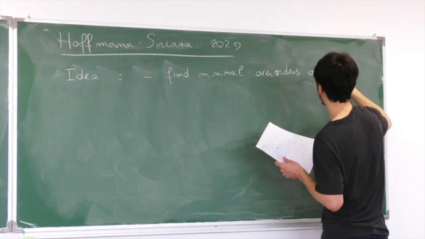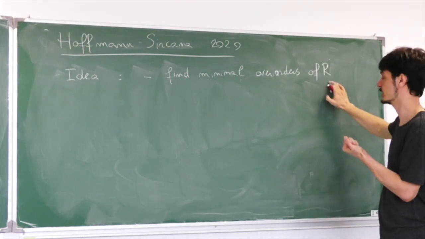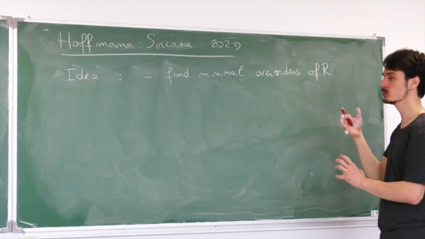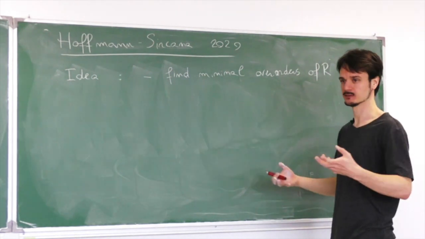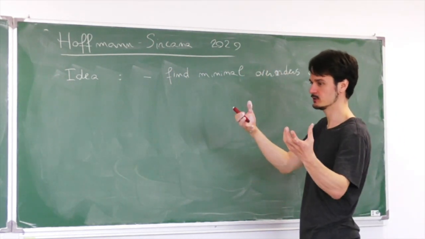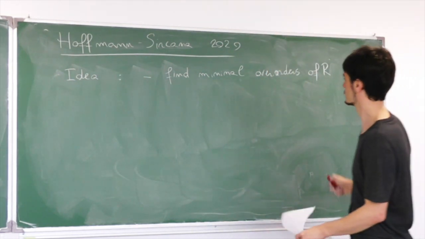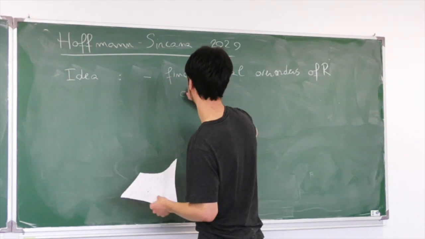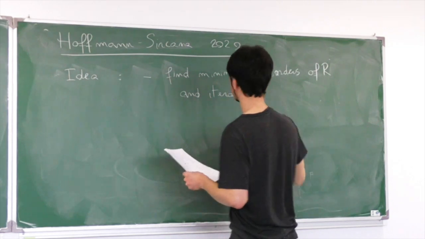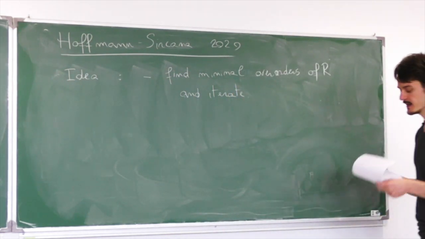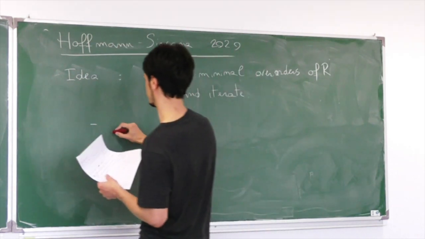So we start by finding the minimal overorders. Minimal means that it's an overorder strictly bigger than R, but there is nothing in between. There is no other ring between the two. And this is enough because then you just iterate. You find the minimal overorders of R, you find the minimal overorders of those, and so on until you find all the orders. So this is enough. And the cool thing is that minimal overorders are easier to find than general overorders.